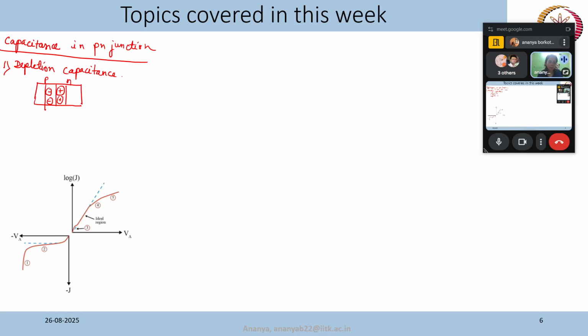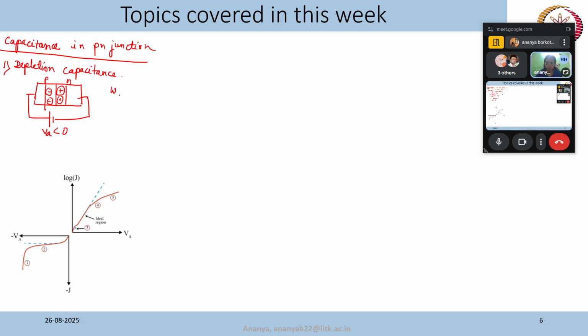Okay, we know what capacitance is, we know what parallel plate capacitors are. There will be positive charge, there will be negative charge, separated by a dielectric, right? So this is something like that. We can visually understand that it is something like a capacitor. And when we apply a reverse bias voltage, this is VA, which is negative, then the width of the depletion region changes, because the applied voltage is taking out the carriers. That's how the depletion width actually increases.